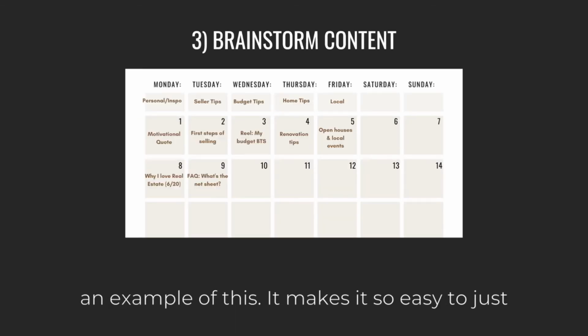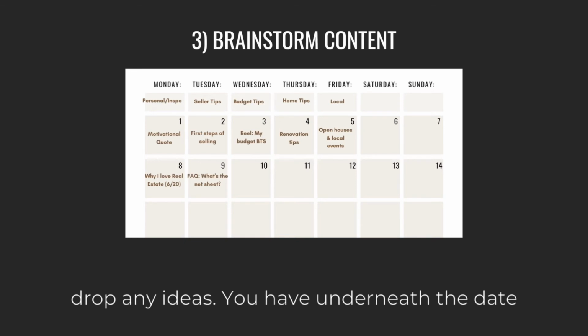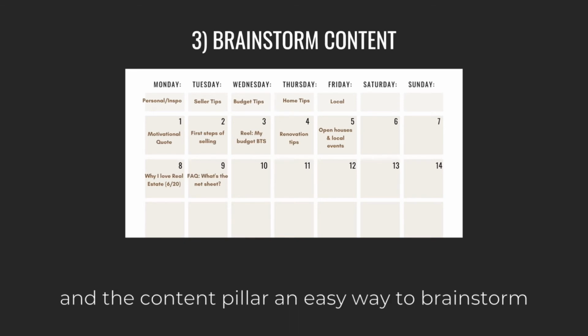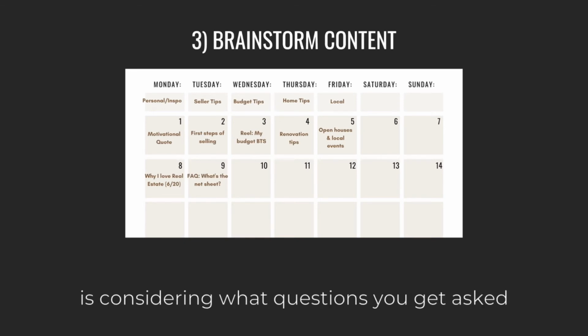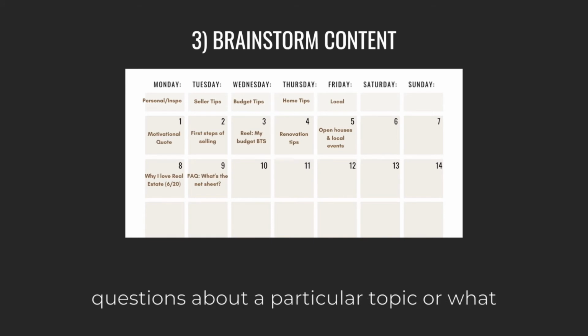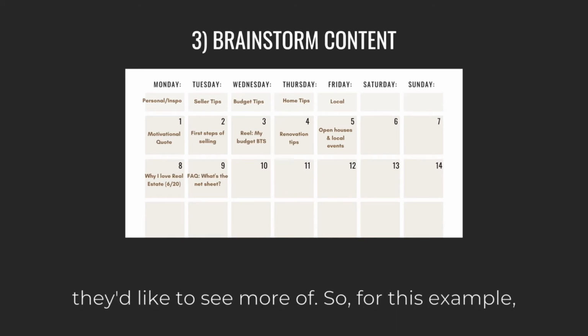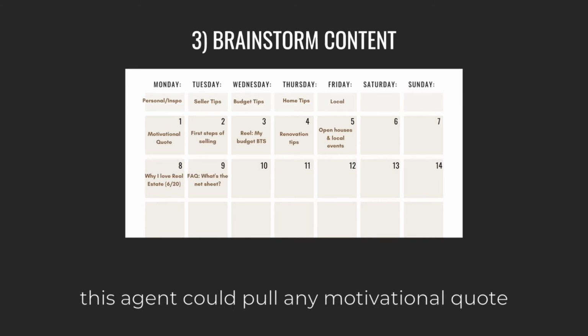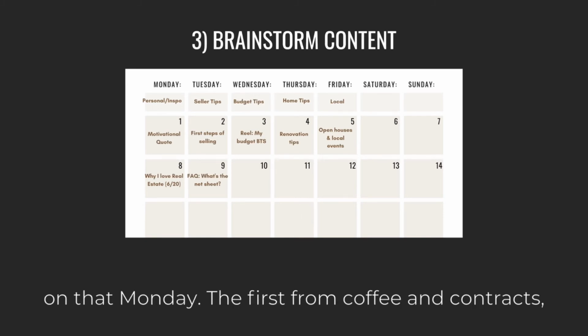It makes it so easy to just drop any ideas you have underneath the date in the content pillar. An easy way to brainstorm is considering what questions you get asked the most, or create a story on your Instagram asking your audience to let you know their questions about a particular topic or what they'd like to see more of.